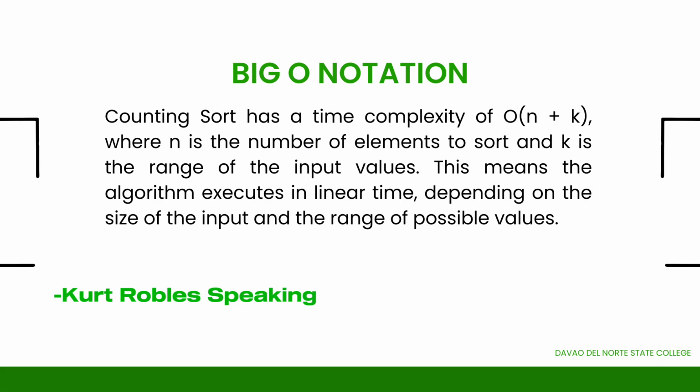The time complexity, the big O notation. So the counting sort has a time complexity of O(n + k), where n is the number of elements to sort and k is the range of the input values. This means that the algorithm executes in linear time, depending on the size of the input and the range of possible values. So the algorithm performs best when the range of input values is small compared to the number of elements. In this case, it processes data quickly and uses less memory. However, when the range grows large, the resources required increase, which can limit its effectiveness in certain situations.